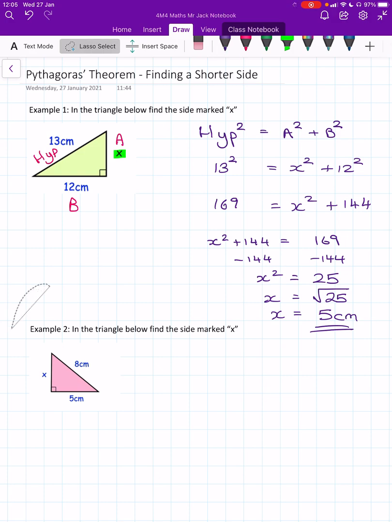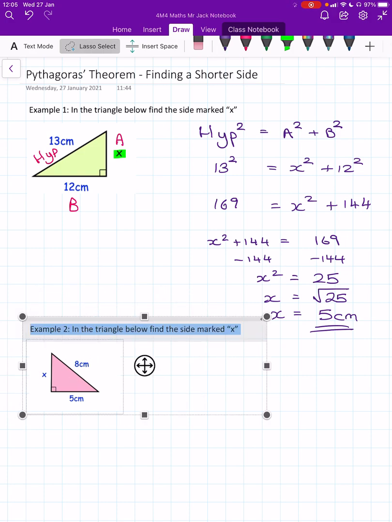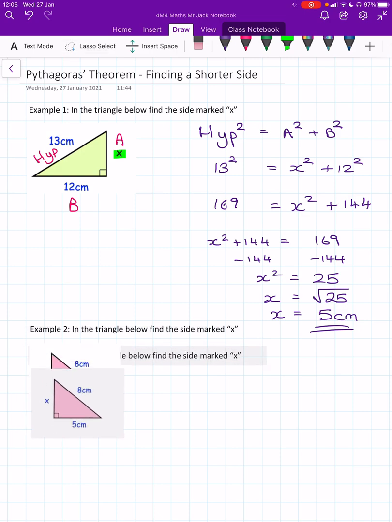So there definitely are more steps involved in this, okay? But it shouldn't be too tricky, hopefully.